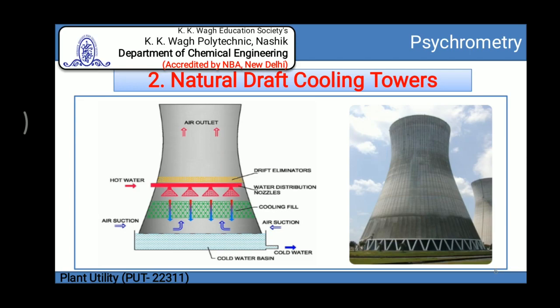The rise in temperature of air and humidity reduces its density, due to which it becomes relatively more buoyant and rises naturally. And the drift eliminators are provided at the top of this tower to catch the liquid droplets which are entrained with the air.